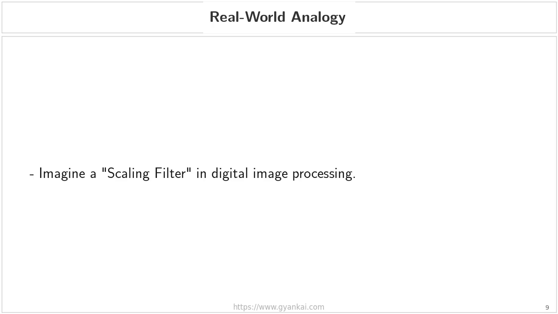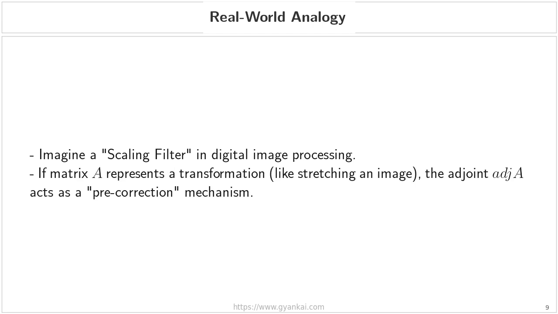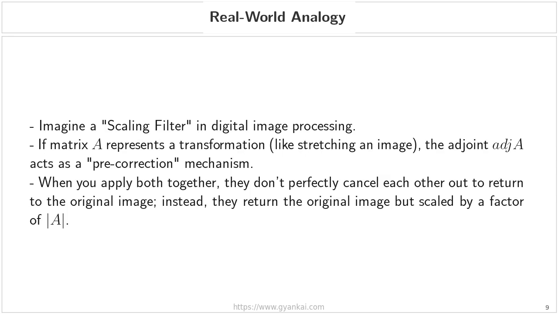Imagine you are working with a scaling filter in digital image processing. Think of the original matrix, A, as a transformation applied to an image, for instance, something that stretches or distorts the pixels. Now, think of the adjoint of A as a sort of pre-correction mechanism. When we multiply these two together, as we saw in our calculation, they don't perfectly cancel each other out to return us to the exact original image.